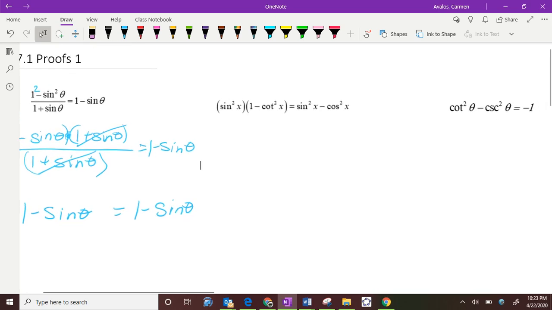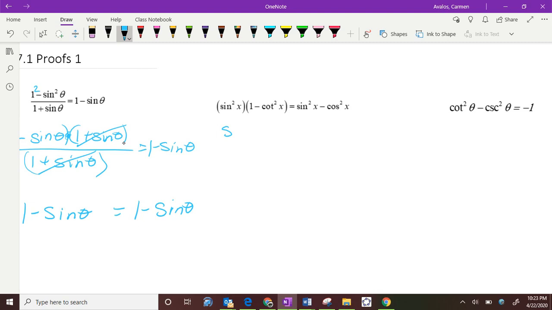Okay, so let's look at this one. It looks a little bit more complicated. So right now what you need to know is to try to make everything move down to cosine and sine, and then that'll help you work through it. So what I would suggest you do on this one is, it doesn't really matter which side you work on, left or right. I'm just going to start working on this side.